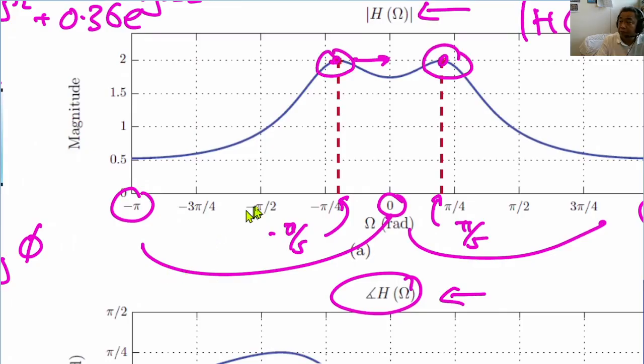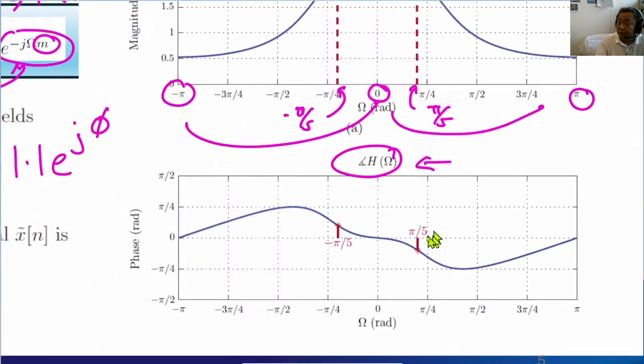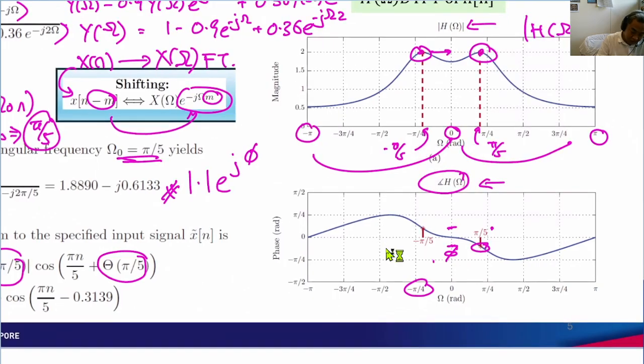The magnitude at the positive frequency and the negative frequency are the same, and for the phase, at positive pi over 5, which is this, is some negative value here, and at the negative frequency is some positive value here. We would take the value at the positive frequency, this value, and use this for the phase.